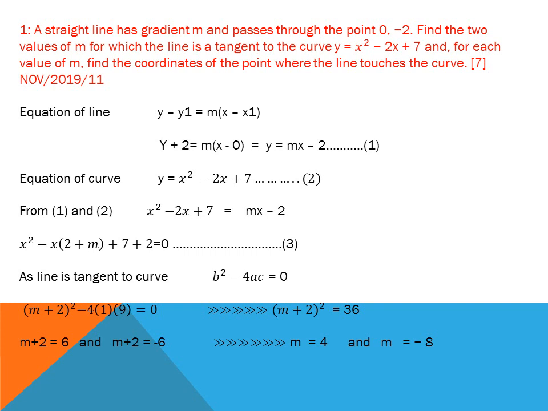m times x minus 0, because the x of the point is 0. So y is equal to mx minus 2 here. We get equation number 1, the equation of a straight line from gradient and point.